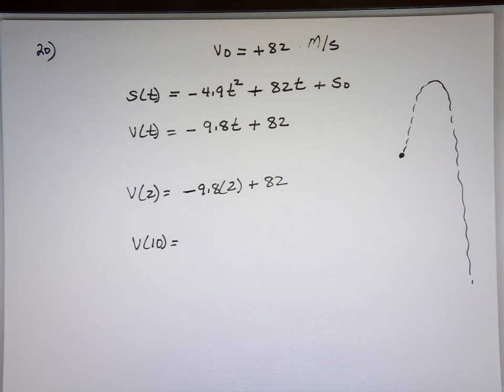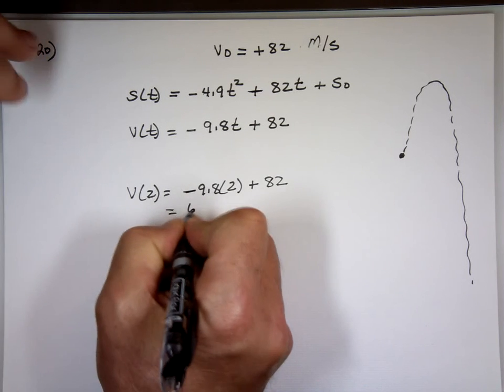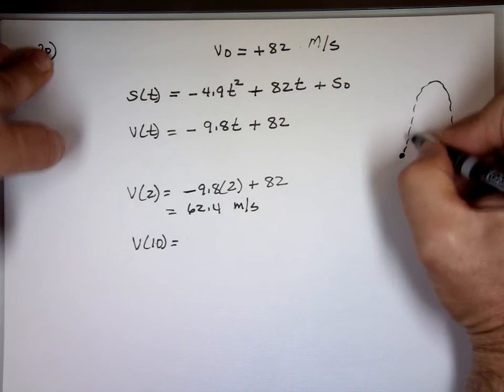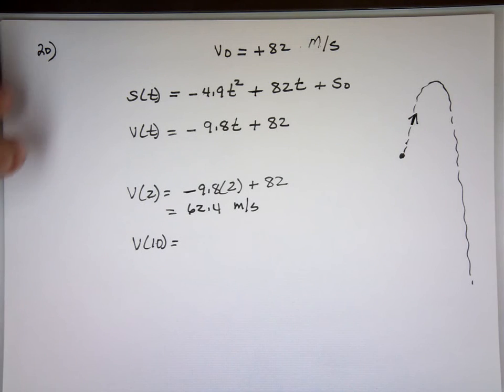2 times 9.8, that's a negative value, plus the 82. This will be 62.4 meters per second. So it was actually on the way up. The velocity was somewhere here, and that's the velocity going up there. That's why it's positive. Now it's going to come down on the other end.